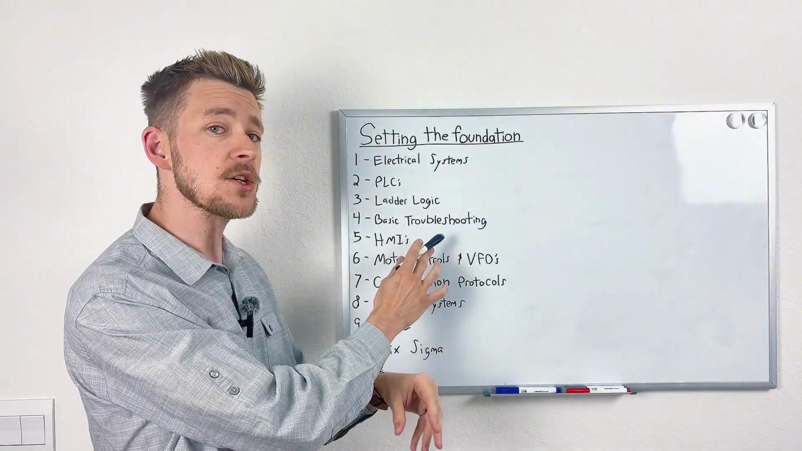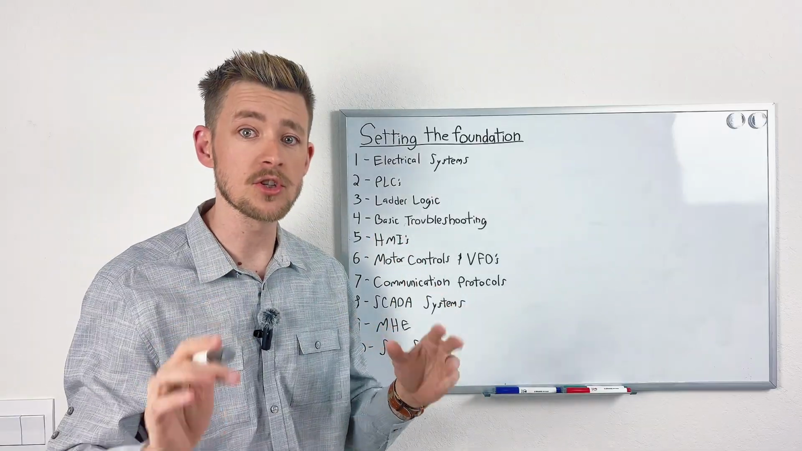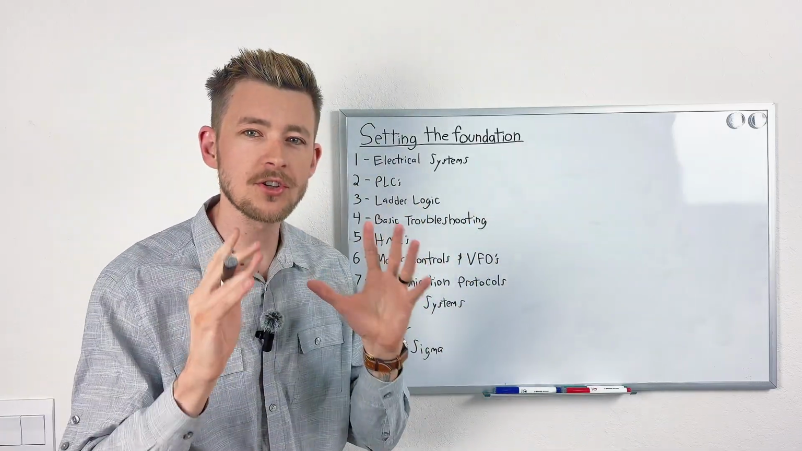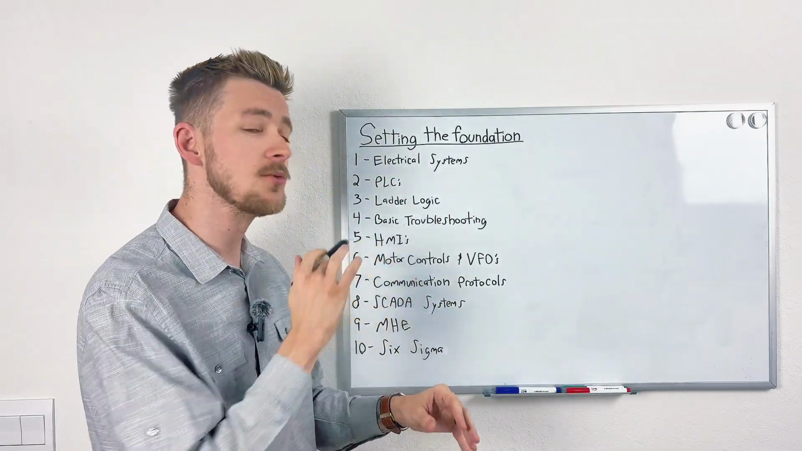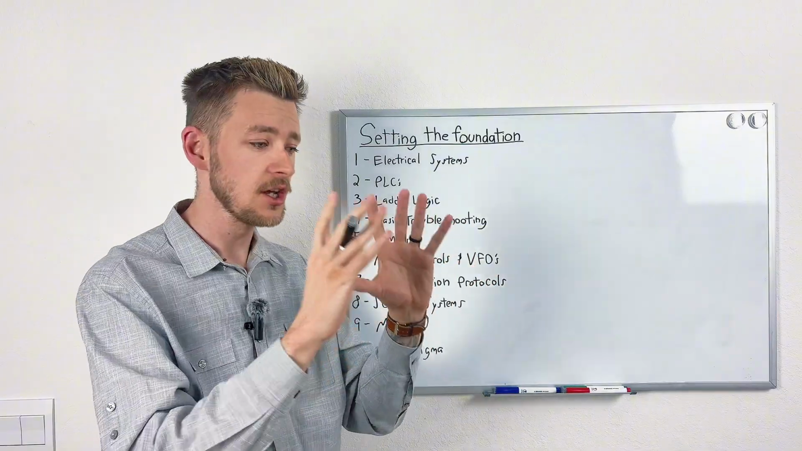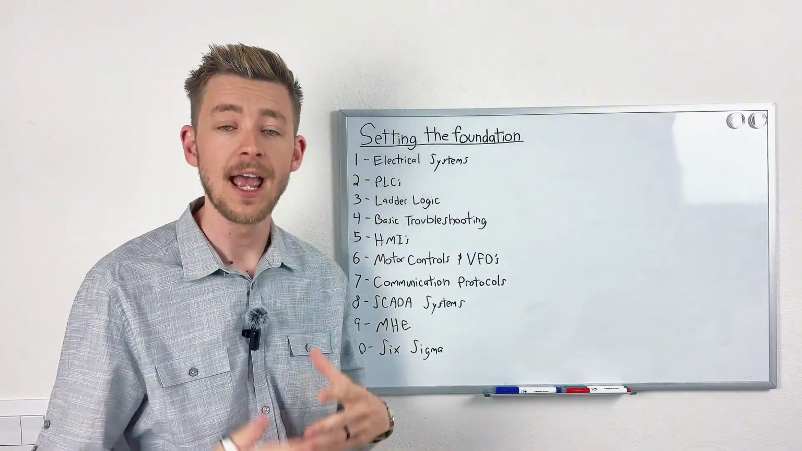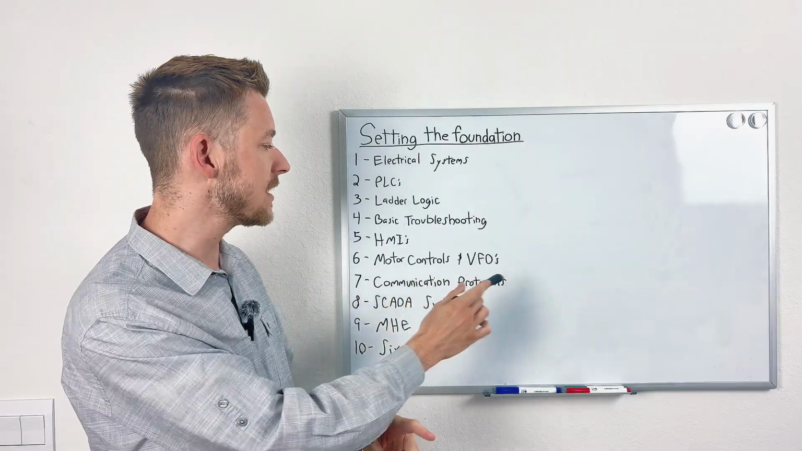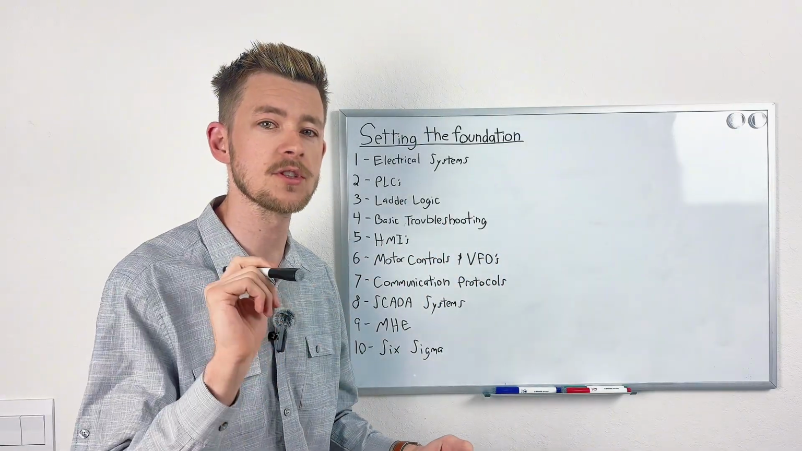Then we're going to get into basic troubleshooting. This is where we're going to be troubleshooting your ladder logic, your PLCs, and your electrical systems. We're going to start to tie it together. Then we're going to jump into HMIs, human machine interfaces. This is your displays, your visual stuff that you're going to be looking at, how to program those, how to connect to those. Then we're going to talk about motor controls and VFDs, or variable frequency drives.